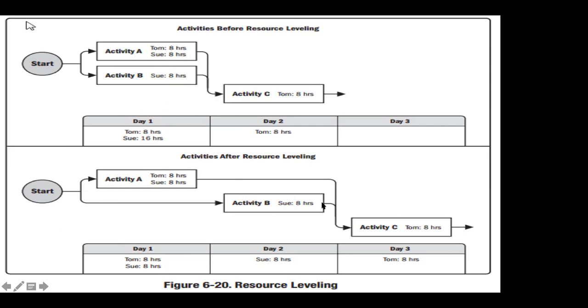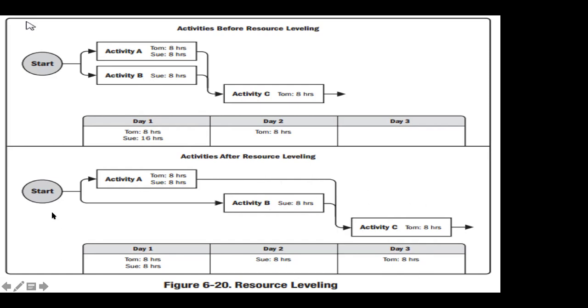Sue 8 hours. You need Sue only for day 2. You complete activity B because activity B needs Sue for 8 hours. So Sue is free on this day. Then after finishing these two, on the third day, you use Tom for 8 hours to complete activity C.